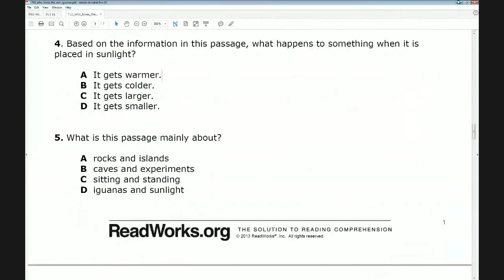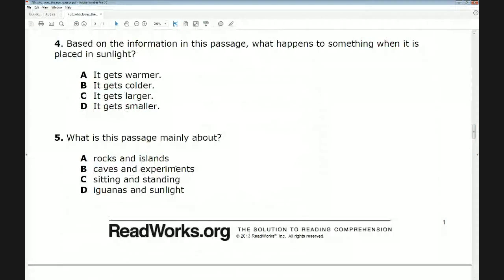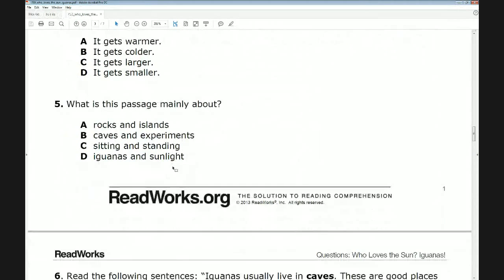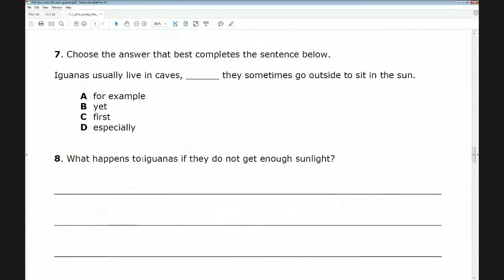What is the passage mainly about? I think we've found our think and search question. You need to have read that passage. You need to know about the different parts of that passage to be able to answer whether it's mainly about rocks and islands, caves, experiments, sitting and standing, or iguanas in sunlight. So that's one where you probably should have read it and then pulled from different parts of it to answer the question. Let's keep looking. Ooh, what happens to iguanas if they do not get enough sunlight? This is another example of a think and search question. You need to search and find evidence to be able to answer this question.